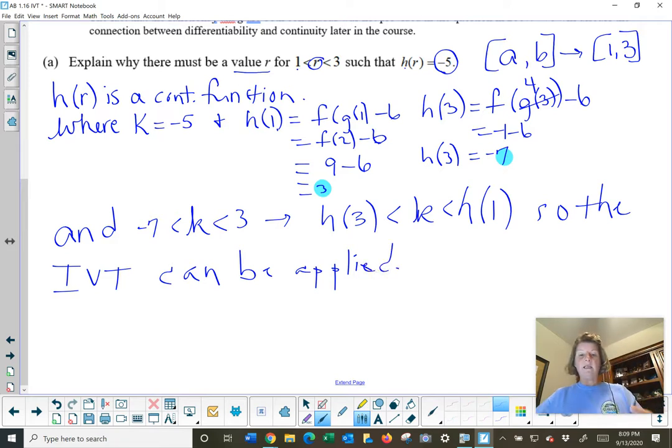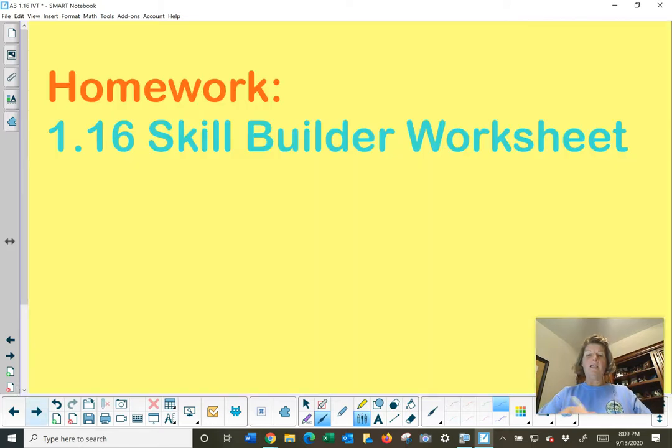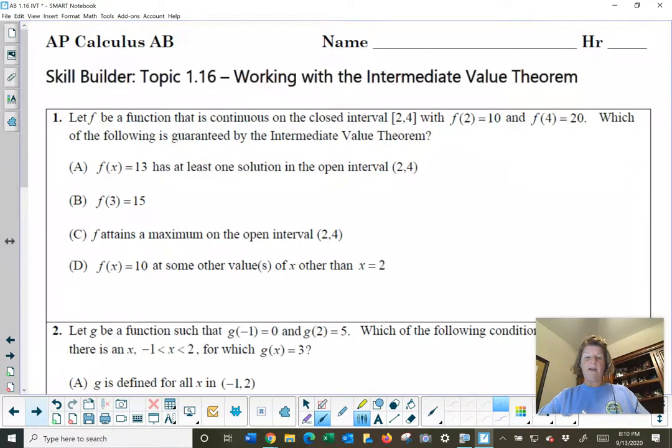Okay, and since the IVT can be applied, then we are guaranteed that there is an r where H of r is equal to negative 5. So I kind of talked out that last little bit. Hopefully that makes sense, and you will get some more practice on this skill builder worksheet. So that's where you're headed next to work through the intermediate value theorem and get some more experience with it.